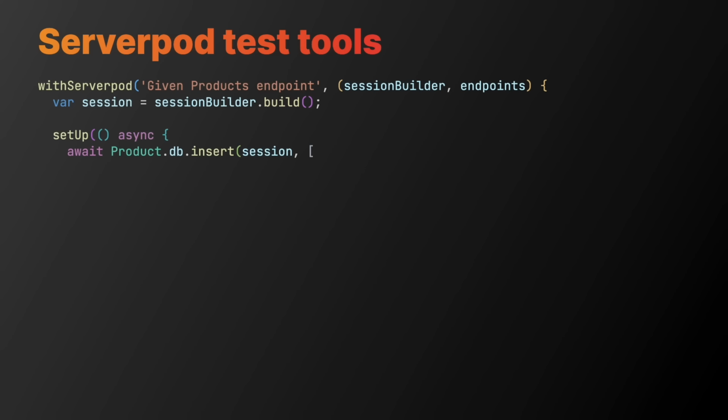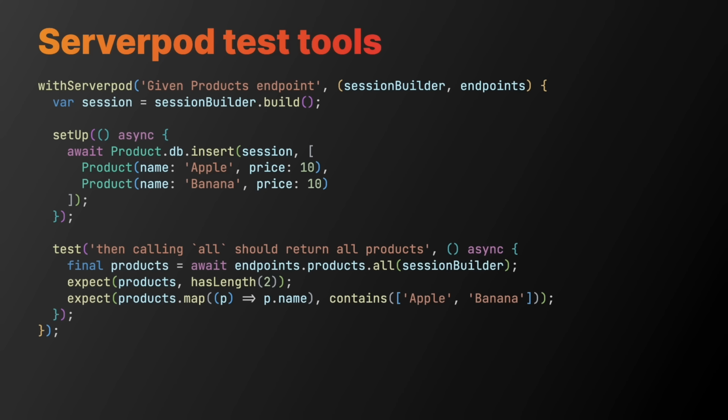In this example, we have a products endpoint that returns all products. In the setup, we call insert just like in regular code to seed the database before the test. But note here that there is no teardown. Everything is rolled back after the test is done.